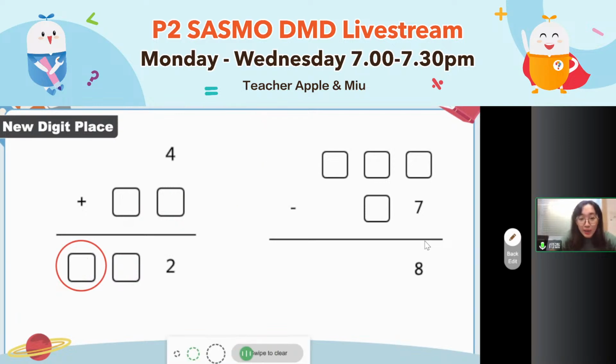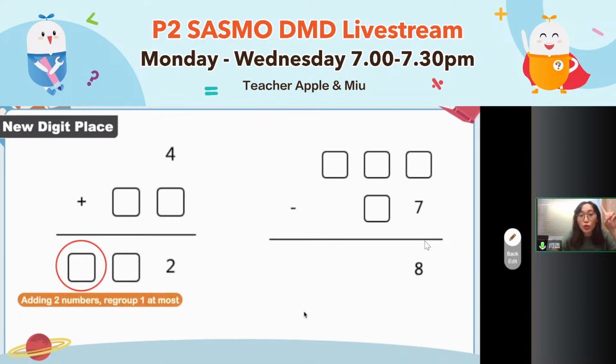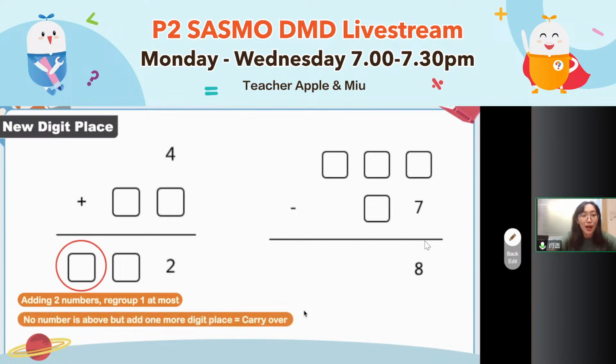Okay, pay attention to this part. What is the key point? Let's have a look. Adding two numbers, we can only regroup 1 at most. Because even for the biggest one-digit number, 9 plus 9, you can only get 18, right? You cannot get 20 something. And then, if there is no number above it, but at one more digit place, that is, there is carry. So we can make sure the highest place should be digit 1. Yes, the highest place should be digit 1.